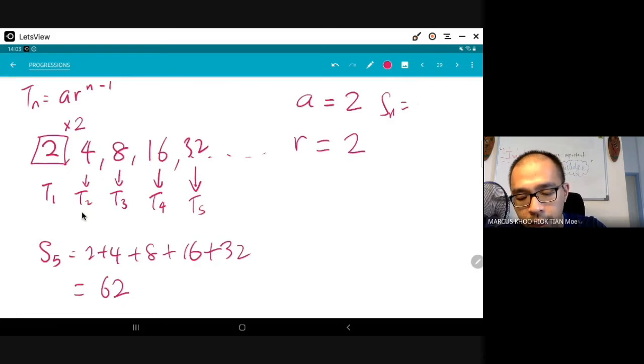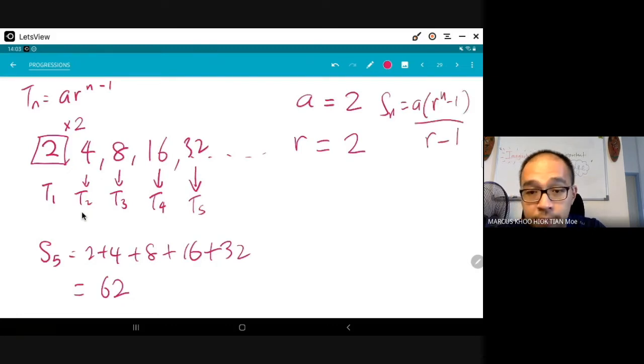Sn equals to A Rn minus 1 over R minus 1. Okay, the reason why we have to learn this formula is because now I gave you an easy question, where the series is short, the number is very small. What if I ask you to count S50? You would faint having to count up to 50 numbers, then add them all, hoping that you will not get anything wrong. Okay, so sometimes we have to use an easier method if there is an easier method.